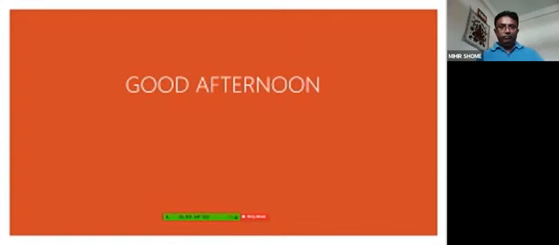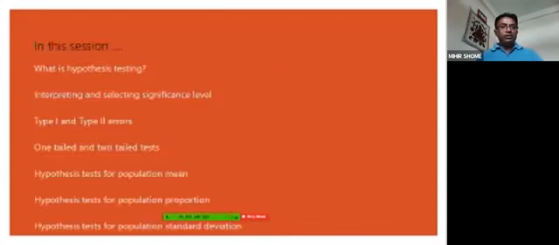Hypothesis testing. In this session, we will discuss what is hypothesis testing, interpreting and selecting significance level, type 1 and type 2 errors, one tail and two tail test, hypothesis test for population mean, hypothesis test for population proportion, hypothesis test for population standard deviation. These are the sessions that we will discuss here.